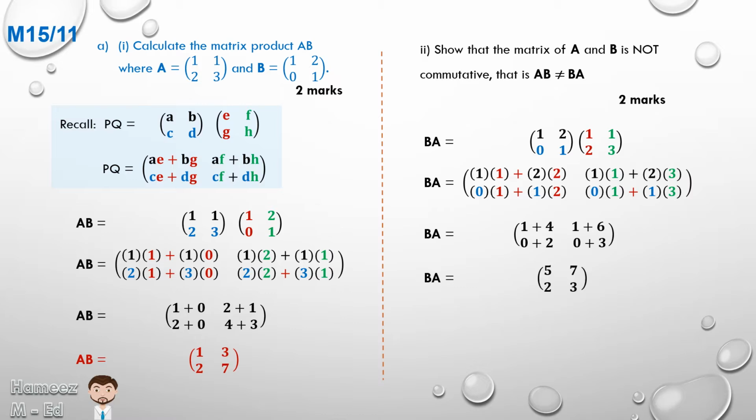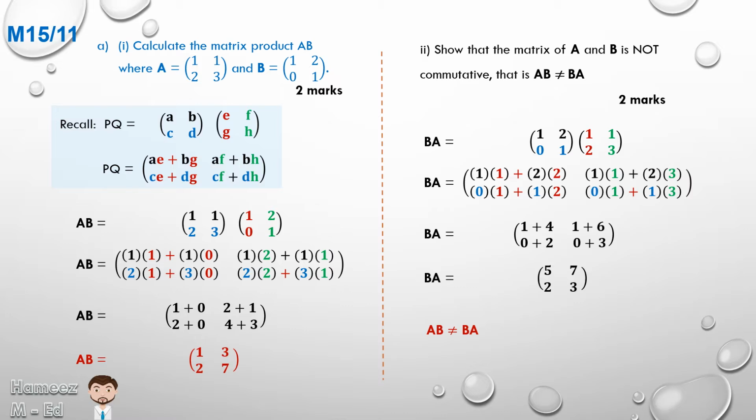And if we compare AB and BA, we can see that they are not the same. We don't even have to look at all 4 items. We could look at one item alone. As long as one item is different in both 2 by 2 matrices, then you know they're different. So AB is not equal to BA. So we have proven that matrix multiplication is not commutative.